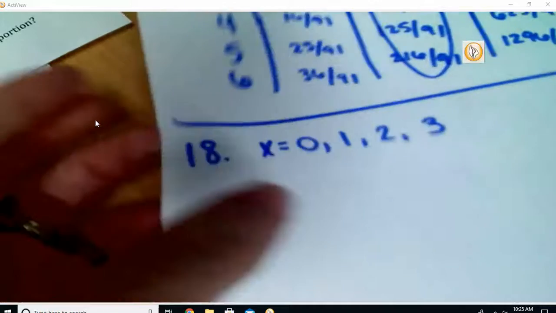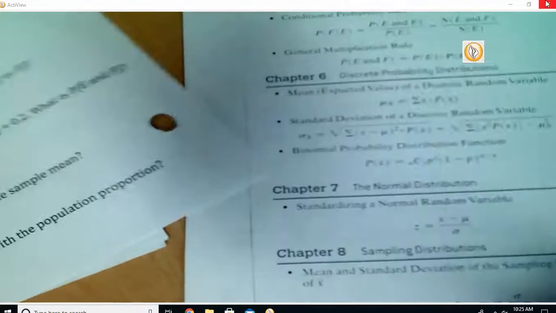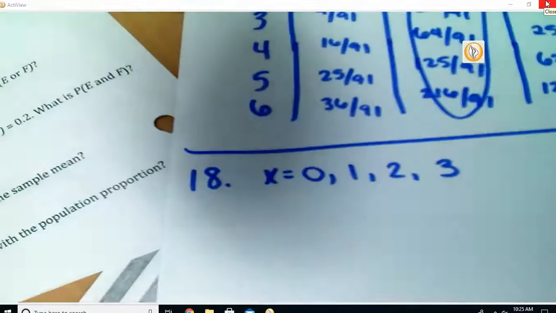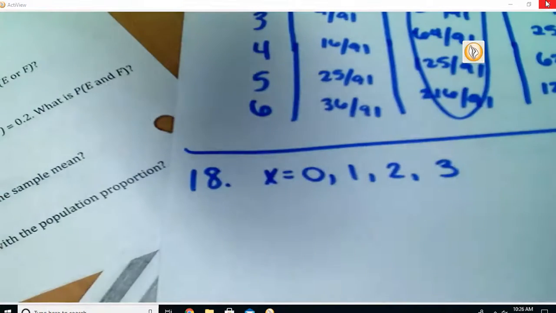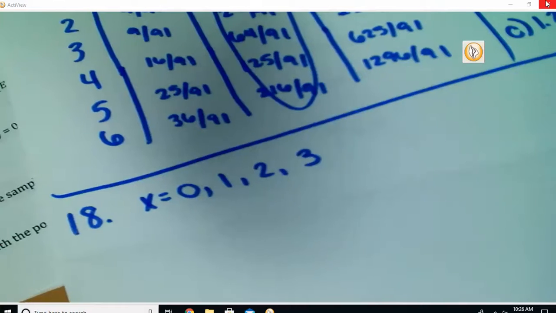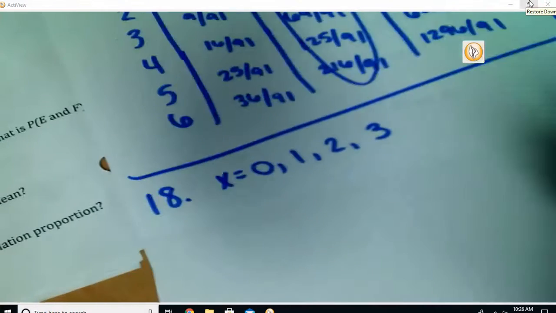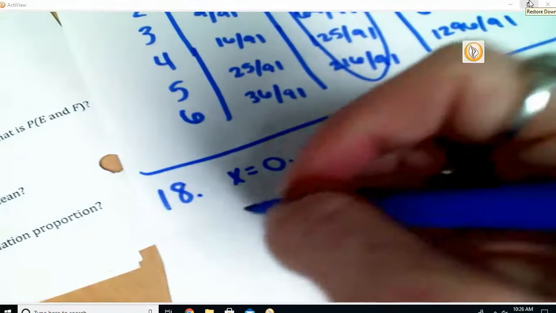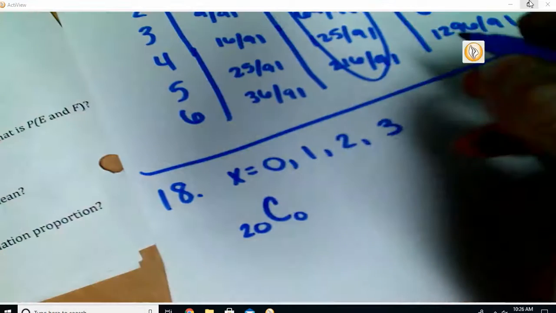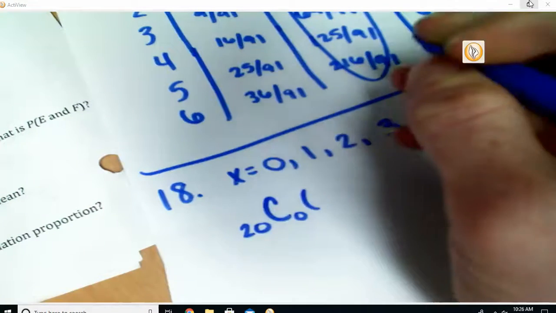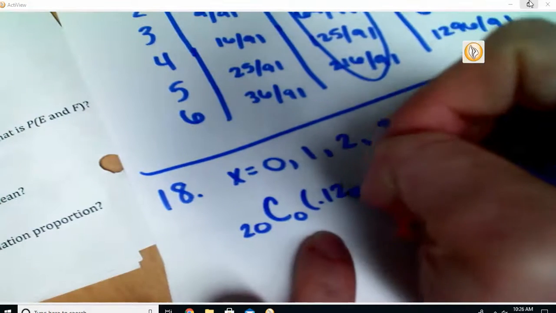So if you're looking on your other formula sheet, I don't know where I just set mine, but there is a formula for the binomial. It's under chapter 6. P of x equals, and it has this n choose x thing. So my n would be the 20. Choose, we have to find 0. P is the probability of success, which we're counting side effects.